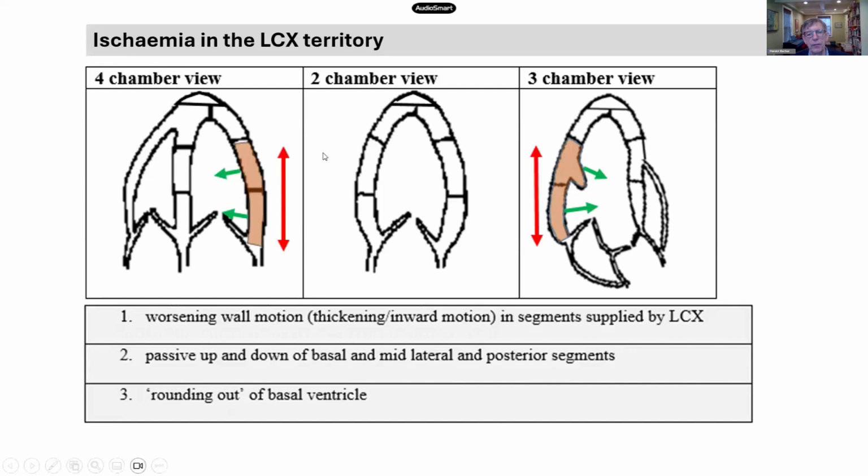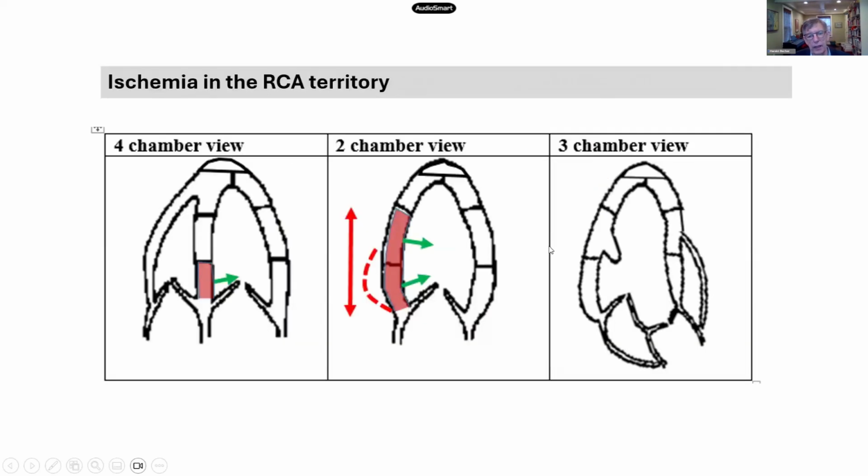So just to summarize what we are looking for: of course, we are looking for abnormal thickening, but we also are looking for inward motion, which is reduced when a segment becomes ischemic. And instead of that inward motion, sometimes we can see a moving up and down rather than the movement towards the center. And when you have severe ischemia, you can also see a rounding of the shape, particularly in the basal segments of the ventricle. And here are the findings for the RCA, which are quite similar.